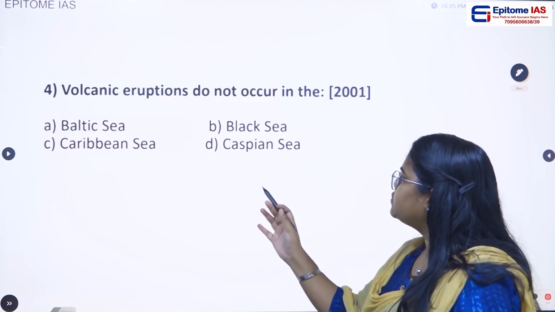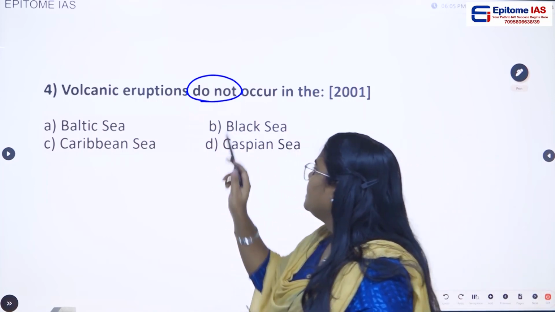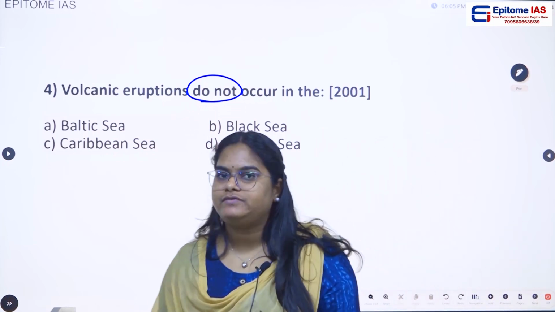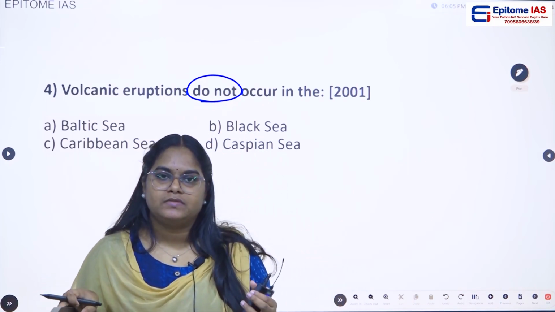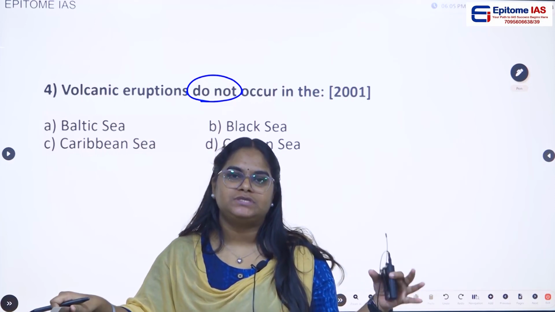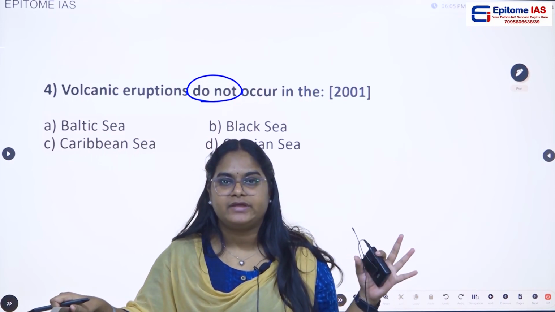So we have the next question. Volcanic eruptions do not occur in Baltic Sea, Black Sea, Caribbean Sea, and Caspian Sea. So if you see here, volcanic eruptions don't occur everywhere, right? There are some causes for why a volcanic eruption is happening in any particular location. It can't happen everywhere. Okay.